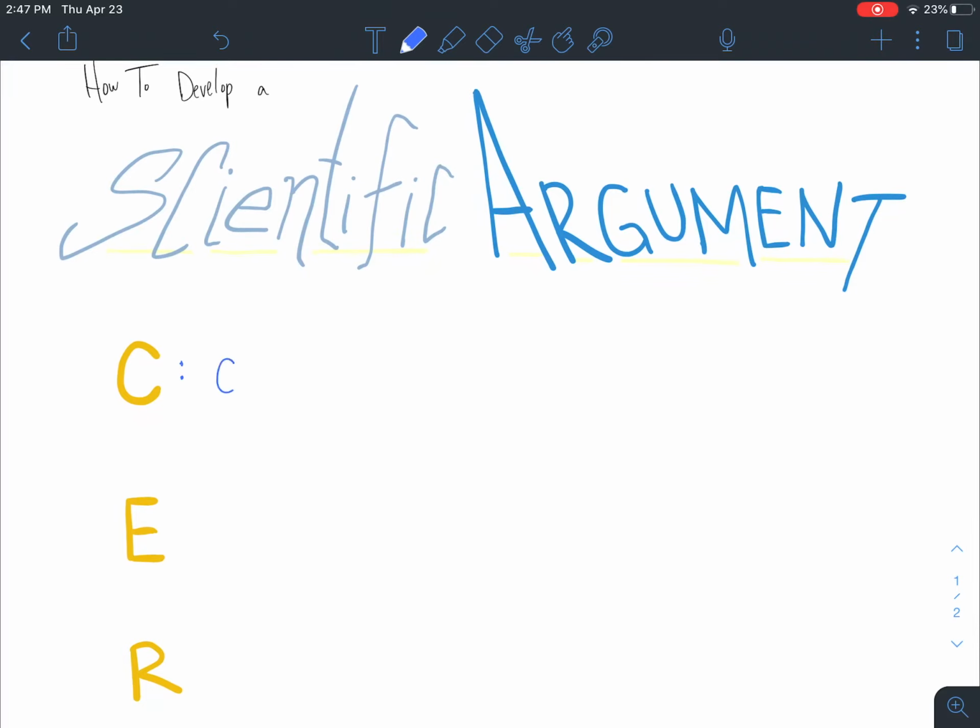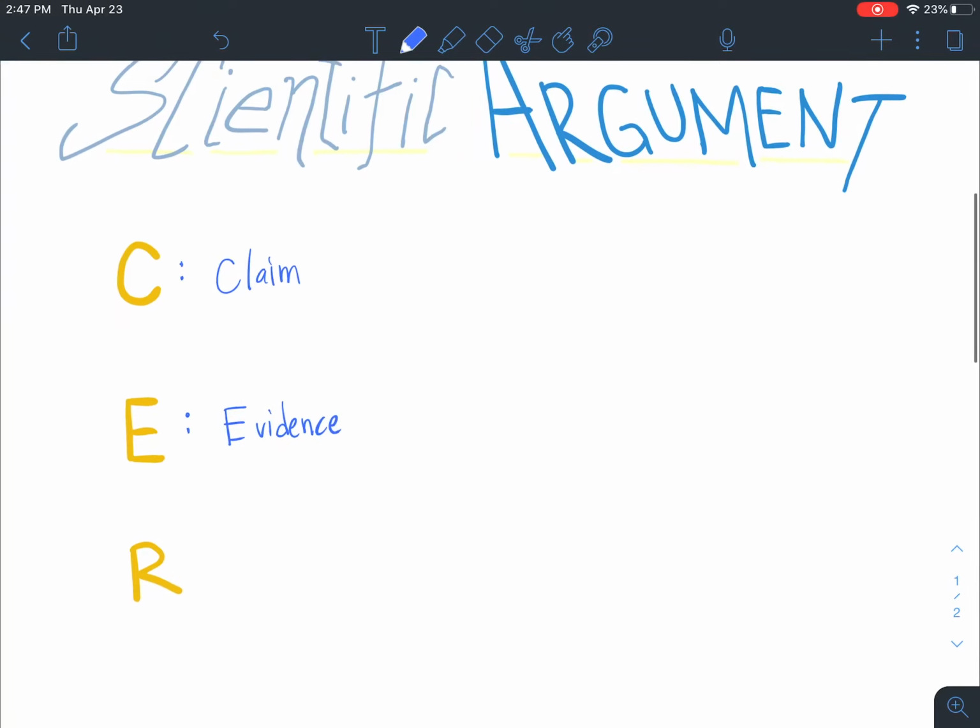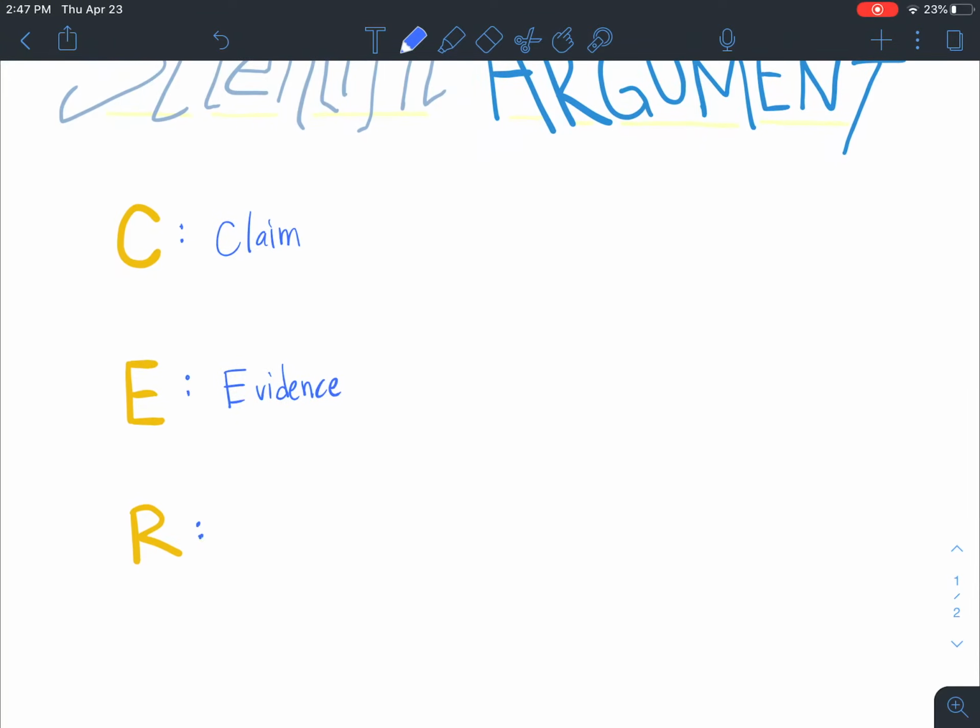The first thing is you got to have a claim. Then you have to provide some type of evidence. And the evidence must prove that your claim is true. And then you use some ending here, and we call this our reasoning. You end this paragraph by giving the reasons why the evidence supports the claim.